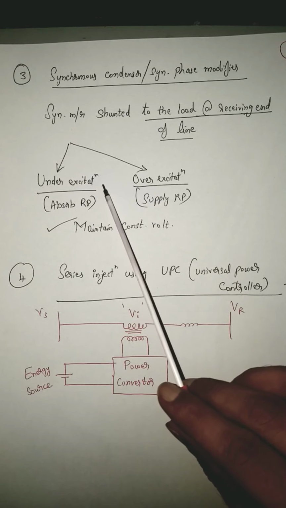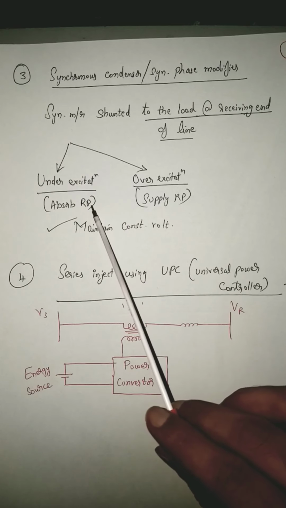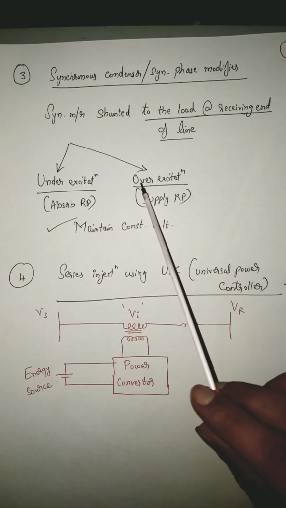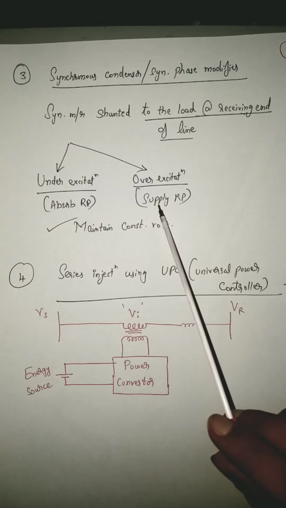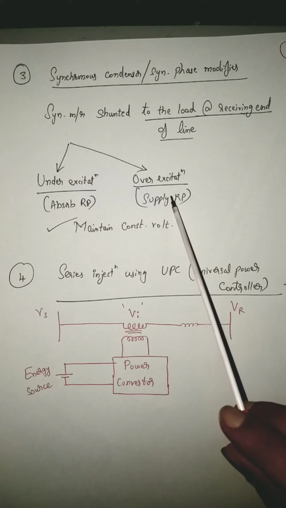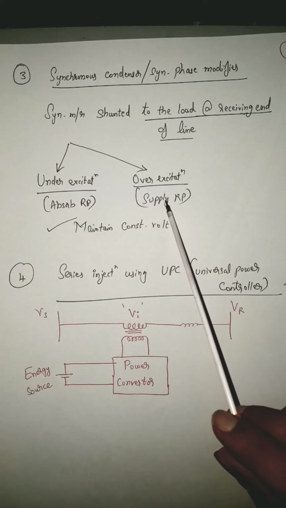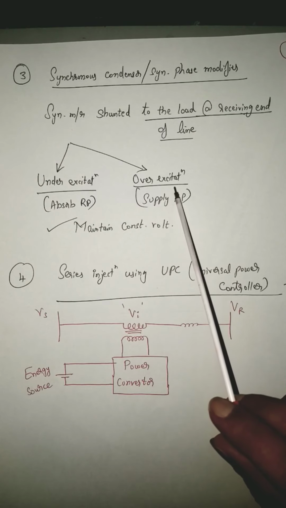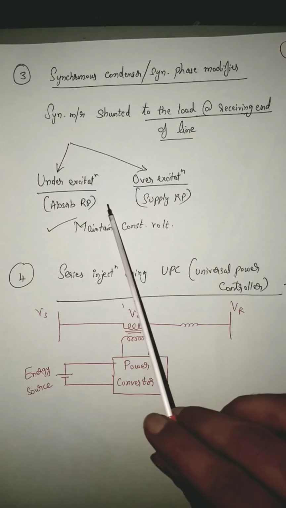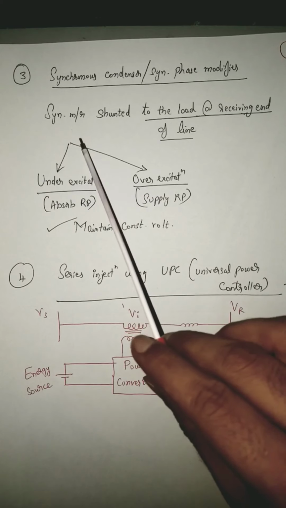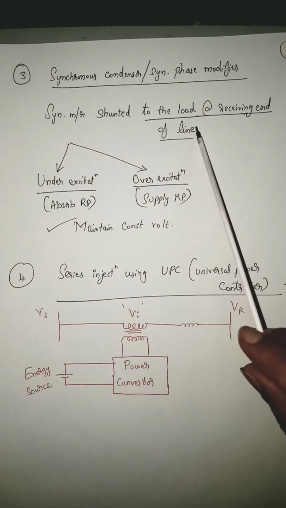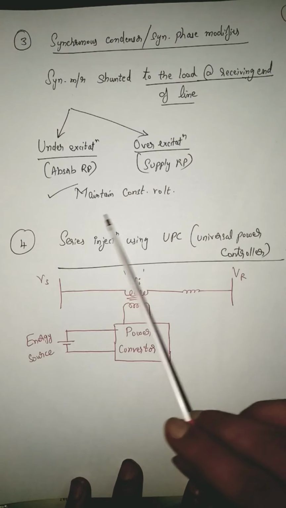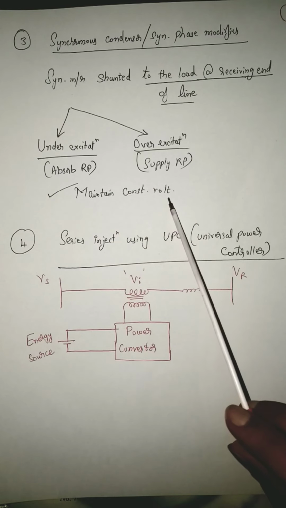Under excitation in the sense you are trying to reduce the field current, then it will absorb the reactive power from the grid. If you increase the field current, the machine is said to be over excited and it will start supplying reactive power from the motor to the grid. So whenever there is a shortage of reactive power, you can over excite. Whenever there is an excess of reactive power, you can absorb the reactive power. So that is the advantage of using a synchronous motor parallel to the load. So generally this is used to maintain the constant voltage, of course.